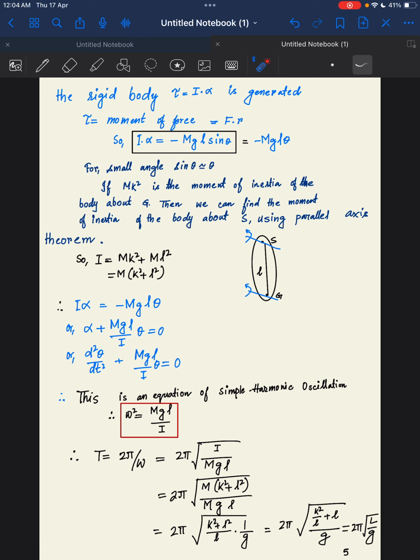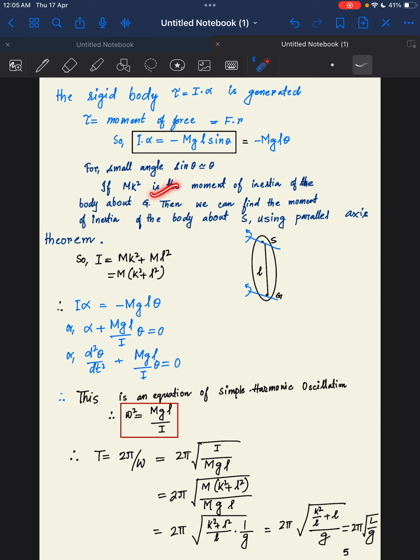So for a rigid body, the torque due to the moment of inertia is simply I into alpha, where alpha is the angular acceleration, and torque is also defined as the moment of force. So I alpha is nothing but the force mg into the distance, minus mgl sin theta. We put a negative sign here because the force is towards the equilibrium position, so it acts opposite to the angular acceleration. For small oscillations, small angles, sin theta can be approximated as theta. So this equation is I alpha equals minus mgl theta.